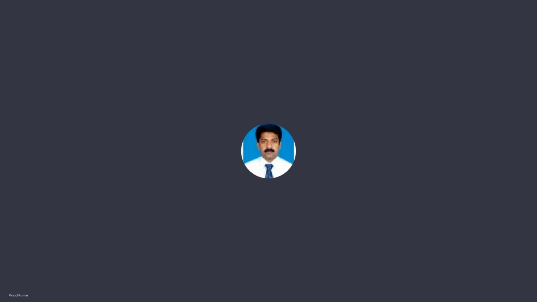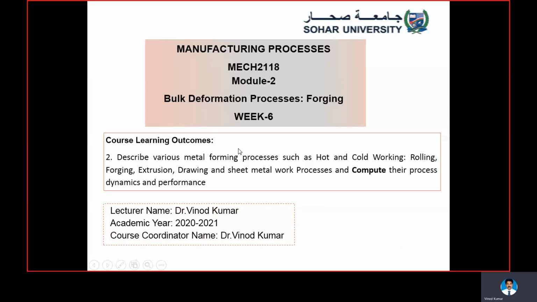Today we are going to discuss bulk deformation processes. One of the most widely used bulk deformation processes is forging. So what are the parameters affecting forging? What are the applications of forging? Process dynamics of forging. These are the things we are going to discuss today.